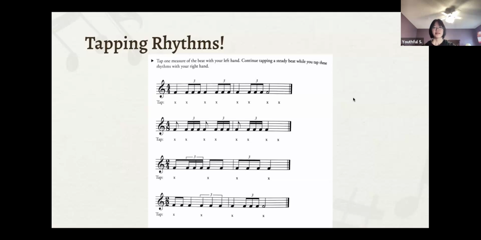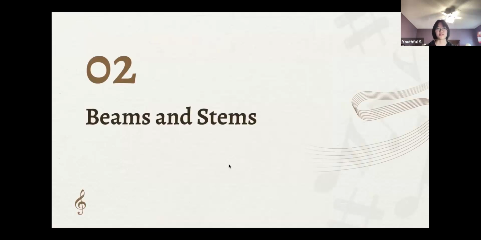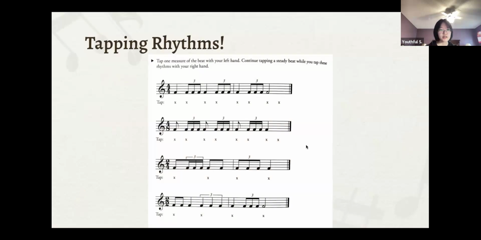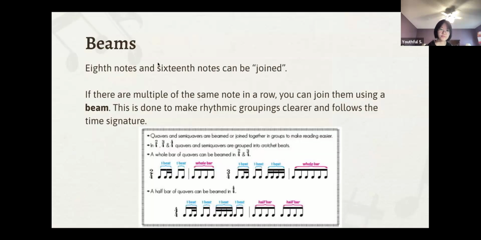Okay, so moving on. This is a section on some beaming rules. If you don't know, beaming is when you have a line joining notes together. For example, here a beam would be this, joining the different notes together. So yeah, beams are a way to join together notes.